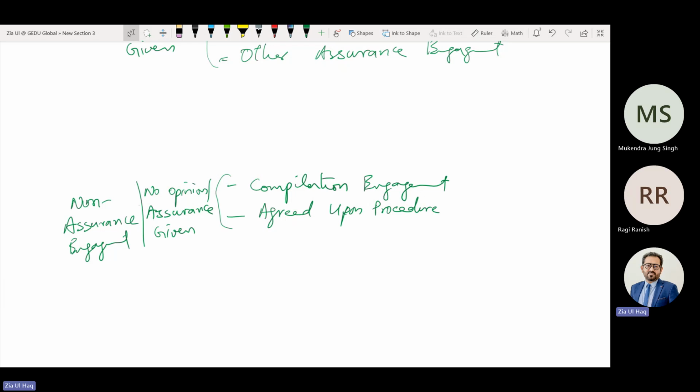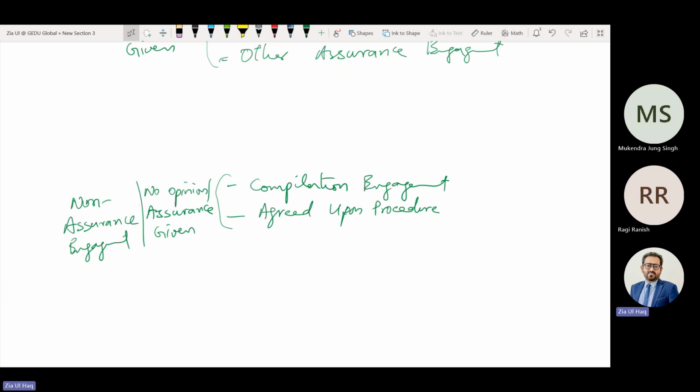Can you understand this? Compilation engagement and agreed upon procedures are non-assurance engagements. We will not give an opinion or assurance, but we will give a report. In that report, we will state we haven't audited these things; we have just prepared them. Whether they are accurate or wrong, who is responsible? The client, the company management, because this was their responsibility. We are not going to provide any opinion or assurance because we haven't audited this.